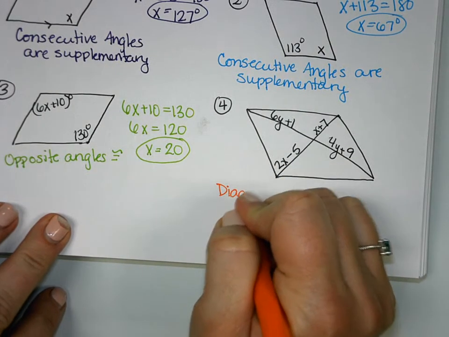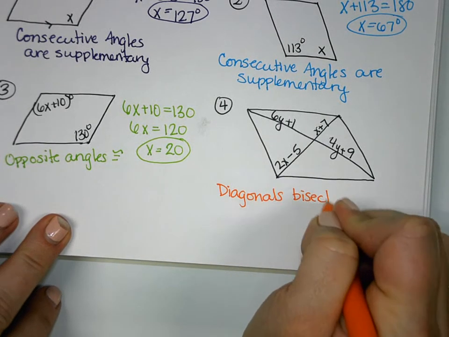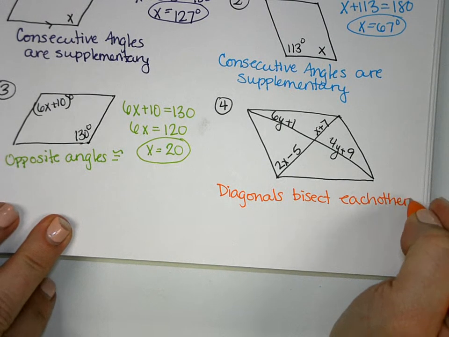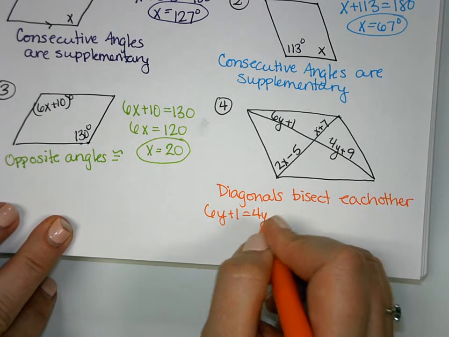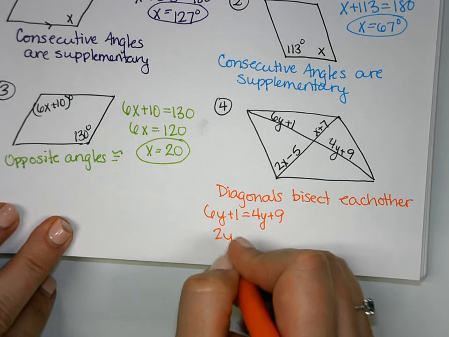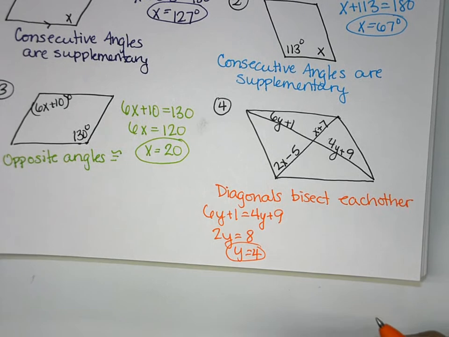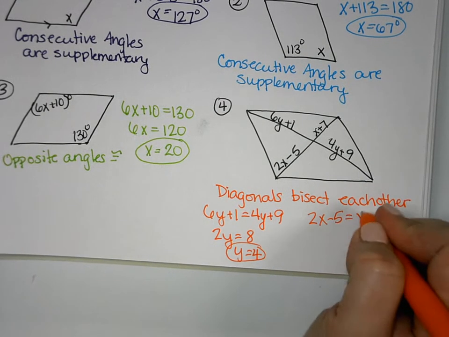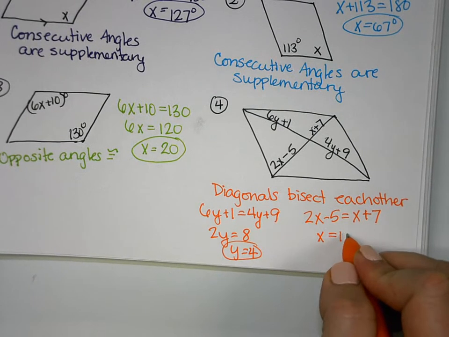Diagonals bisect each other. That would be our reason, or our property. And then we would set 6y plus 1 equal to 4y plus 9. So 2y equals 8, y would equal 4. And then what's the other equation we can set up? 2x minus 5 will equal x plus 7. So we get x is equal to 12.